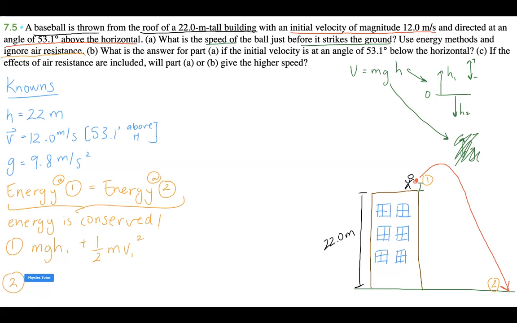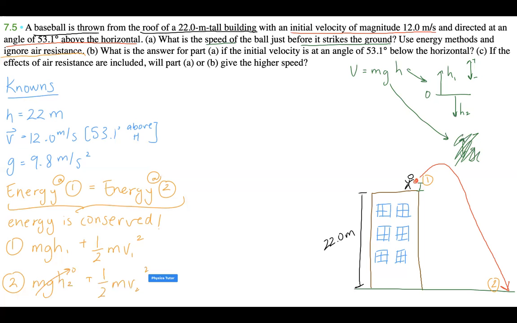Other forms would probably be elastic potential energy, and there are probably more as well. But for this problem, all we have is gravitational potential energy and kinetic energy. So we have that at point 1. Now, what about at point 2? At point 2, we only have kinetic energy because we're on the ground, so h2 is 0. All we have is kinetic energy.